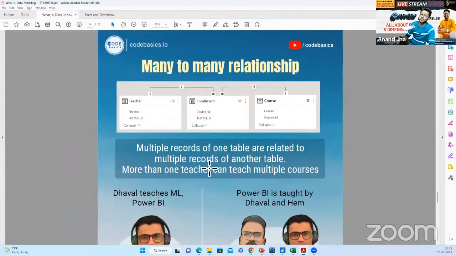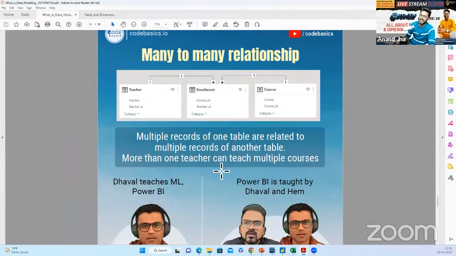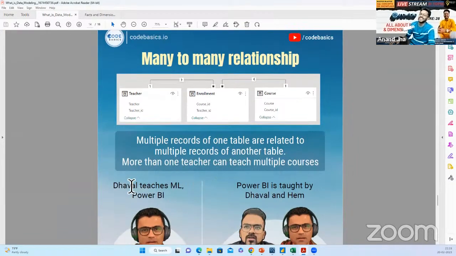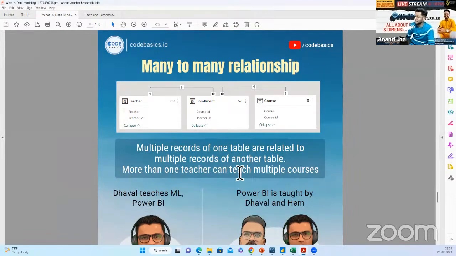Okay, many-to-many relationship. See this, I think this is from Code Basics. Dhaval teaches ML and Power BI, and Power BI is taught by Dhaval and others. So multiple records of one. What kind of join are we talking about in many-to-many? Full outer join. A clear-cut case of a full outer join. Multiple records of one table are related to multiple records of another table.